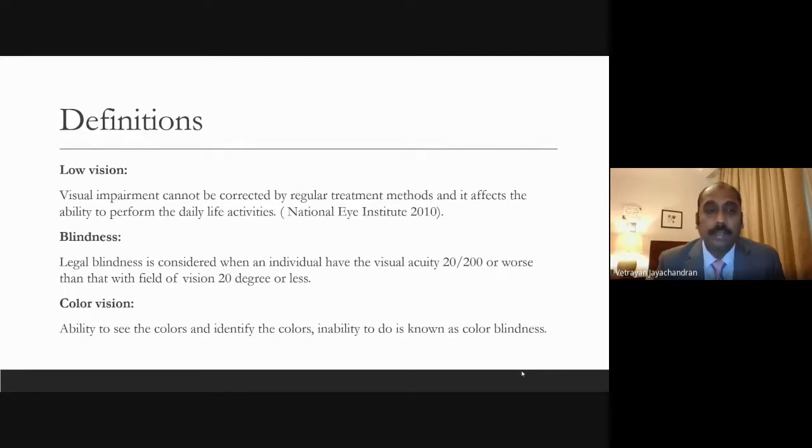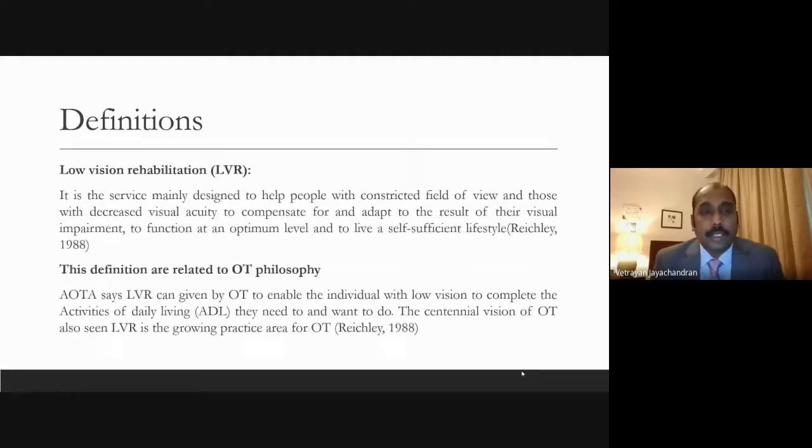Okay, thank you. Next is the definition of low vision rehabilitation, which is given by the ophthalmologist. It is a service mainly designed to help people who have difficulty in visual field or visual acuity, and to help them compensate to do daily functional activities at the optimum level, to live a sufficient and good quality of lifestyle.